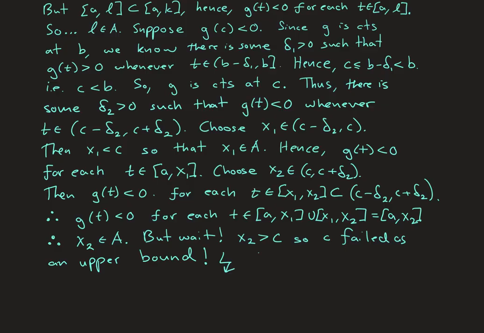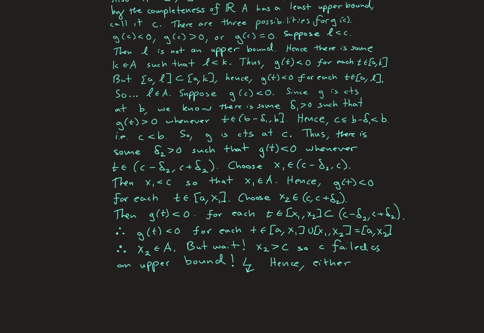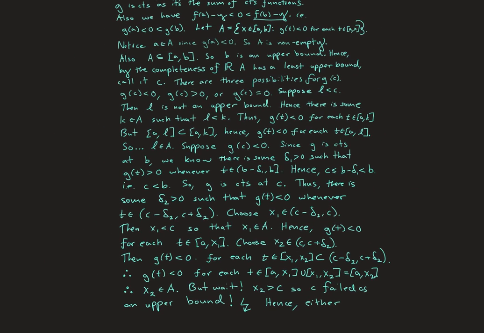Hence, either... so what we just did is we eliminated one of these possibilities. There are three possibilities for g of c. Either g of c is less than 0, which can't happen. That failed. That hypothetical went to dust. The two other possibilities are g of c is bigger than 0 or g of c is equal to 0. We're hoping this is the only possibility. So let's see if this one causes any problems.